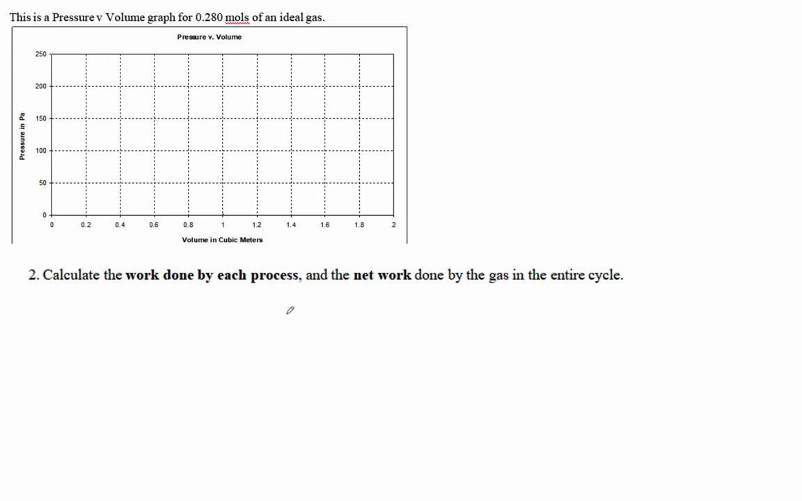Alrighty, so let's calculate the work done by each process and the net work done by the cycle. If you recall, the whole process is, we go here, that's 1, here's 2, here's 3, and here's 4. So if I call these A, B, C and D, or 1, 2, 3, 4, AB is process number 1.